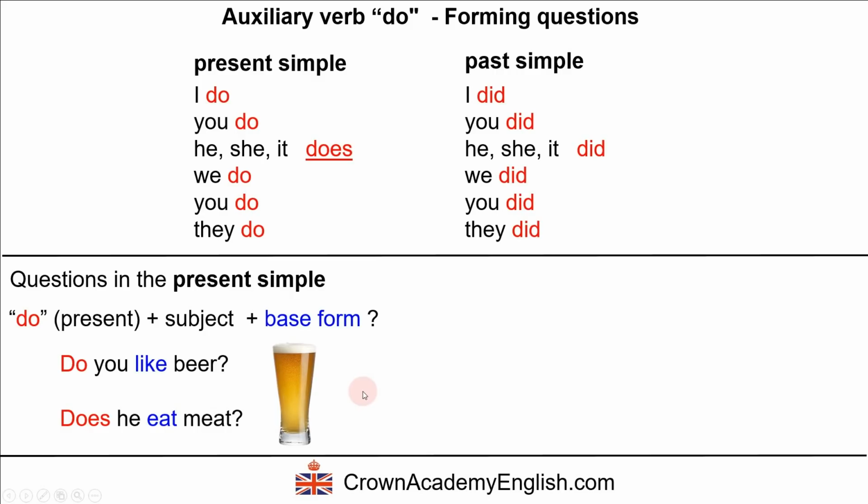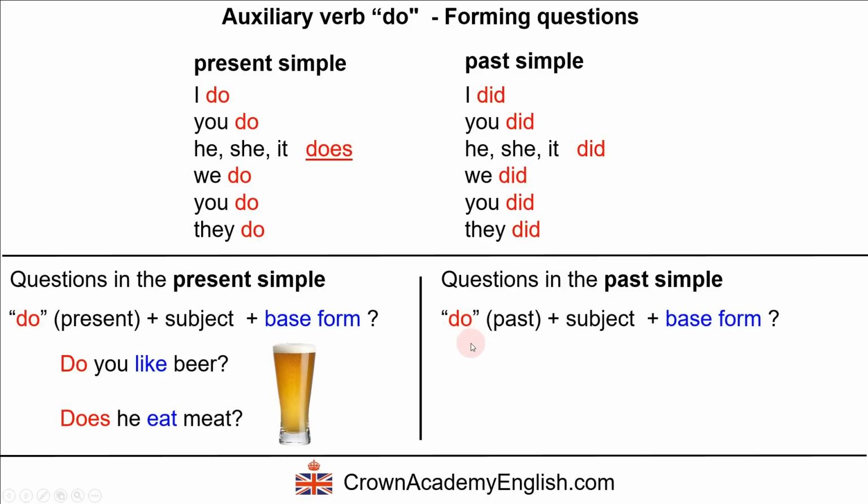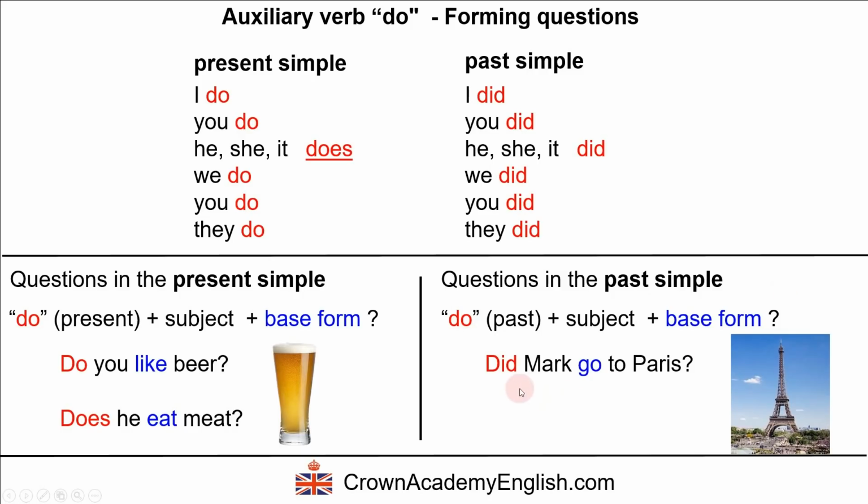Okay. Questions in the past simple. I'm sure you can guess that we use the auxiliary verb do in the past tense, followed by the subject, followed by the base form of the main verb. Did Mark go to Paris? Did they help you? Okay, so quite easy.